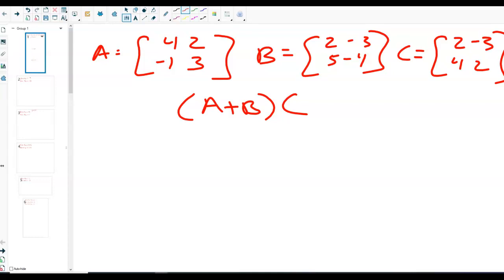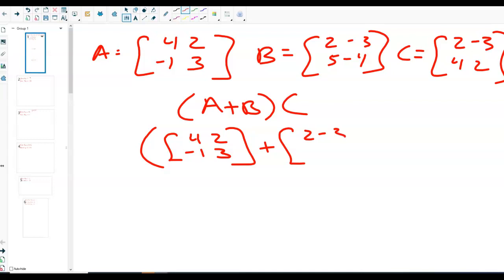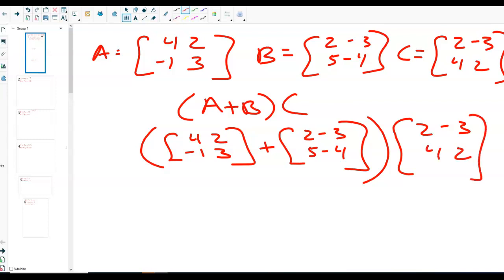So we want to make sure our order is correct. I'm going to put in parentheses [4, 2; -1, 3] plus [2, -3; 5, -4]. And then we're multiplying that by [2, -3; 4, 2]. It's got to be kept in parentheses.